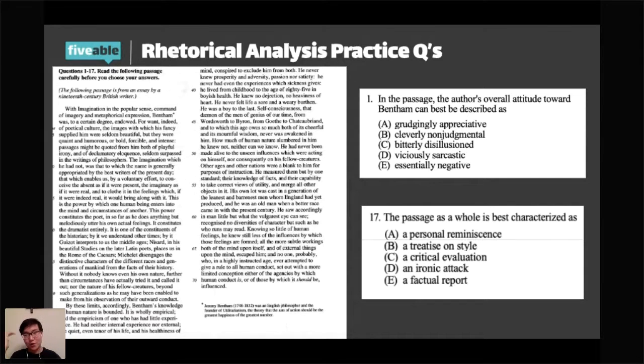And so I actually grouped number 1 with number 17 because they're both passage as a whole questions. So I will give you about a minute to answer number 17. All right.